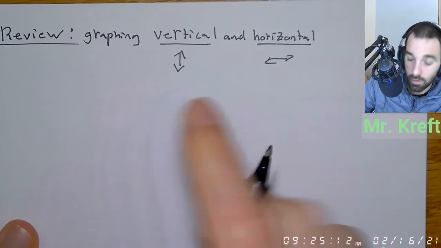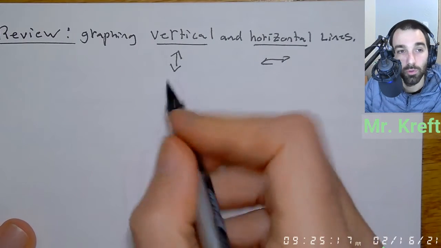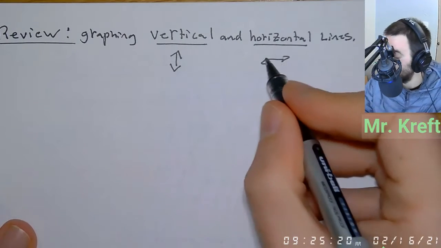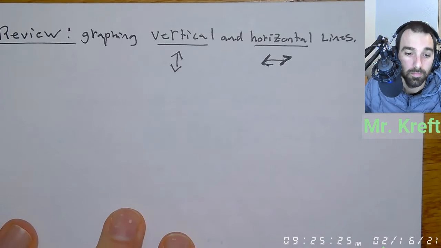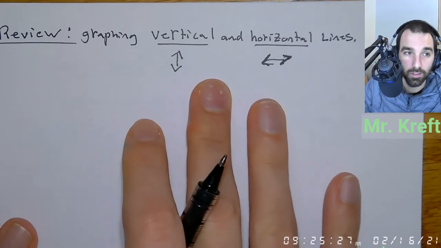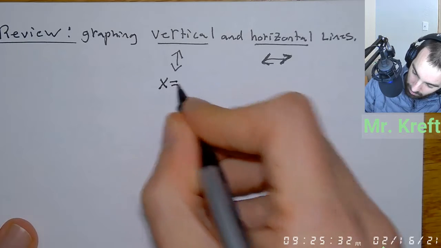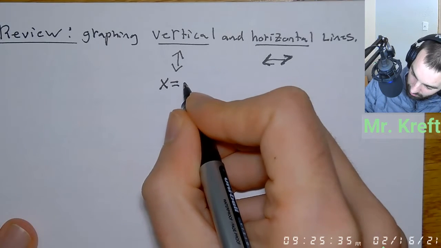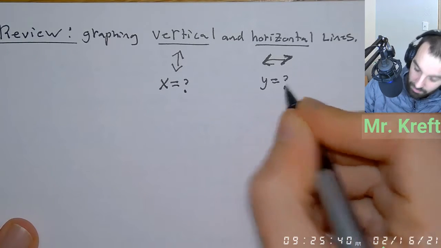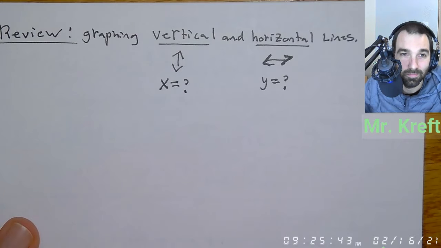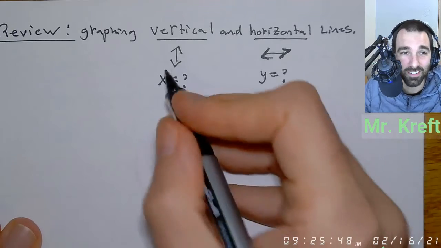Oops, I'm off the page there. So, graphing vertical and horizontal lines. Vertical means up and down, horizontal means left and right. I'm going to do a quick review on this. And here's the quick review. Vertical lines is x equals a number, and horizontal is y equals a number. Okay, that's it. Now we're going to do a couple of different things in this.